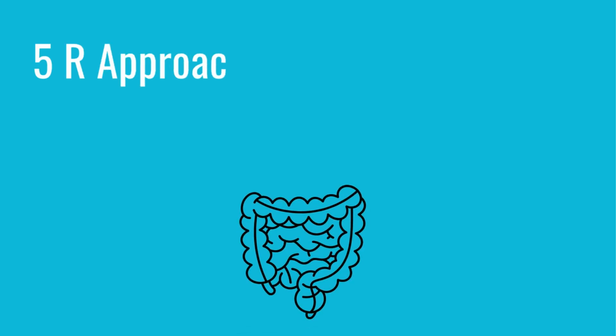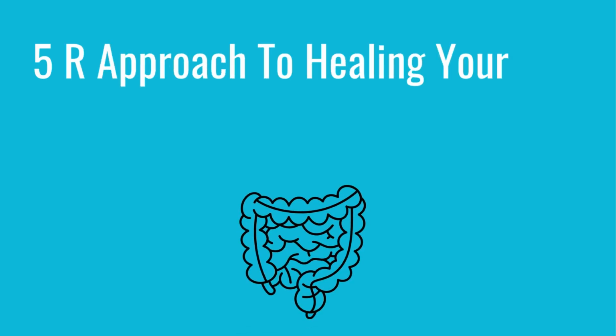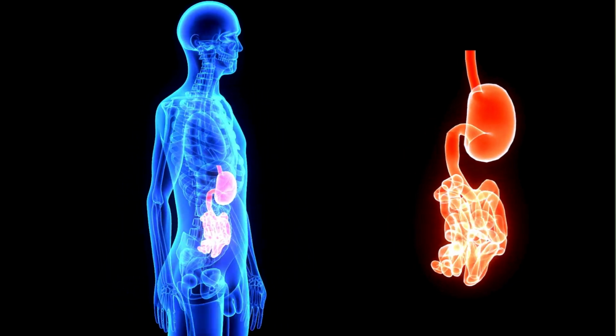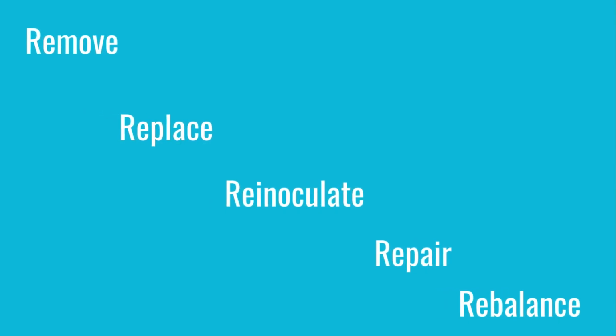This is part 1 of a 2-part series, and in this video we will go over the first R, remove. In the next video we'll go over the remaining 4 R's of the 5R framework to repair your gut health. So today we are delving into the 5 key steps to optimize your gut health, and this follows the functional medicine framework of the 5R approach. As you guessed, each of the 5 steps begins with an R, so it's easy to remember.